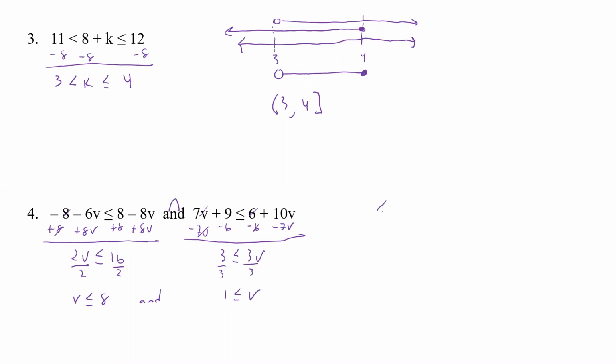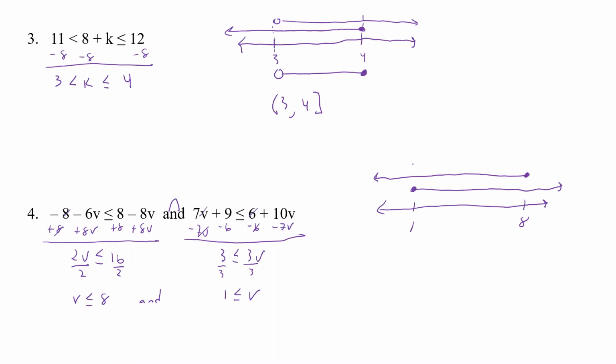All right, so now what I'm going to do is plot each of the inequalities on here, and wherever the intersection is going to be our solution. So we have a 1 and we have an 8. So v is less than or equal to 8. So less than or equal to is a closed circle to the left. Here v is greater than or equal to 1. So greater than or equal to 1 means we're going to go everything in that direction.